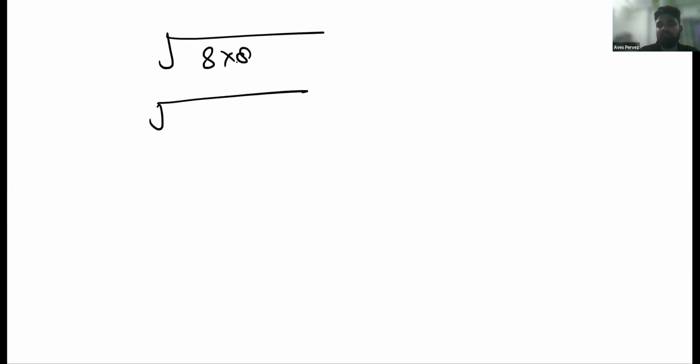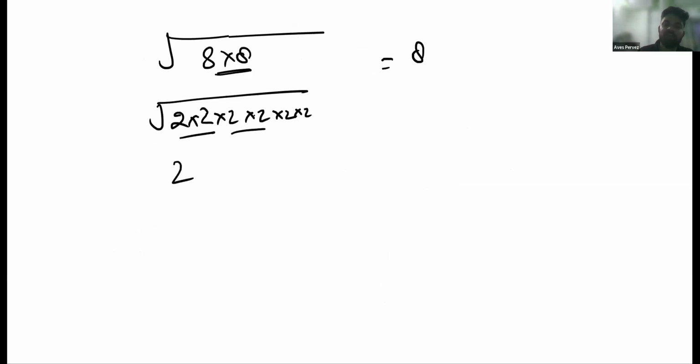Since 8 is in pair, it can come out, so it can be written as 8. There are six 2s and no number remaining, so the pair of 8 comes out. Otherwise, you can write it as 2 into 2 into 2 into 2 into 2 into 2. Six times 2. Then one pair of 2 comes out, then another pair of 2 comes out, then another pair of 2 comes out. Then 2 into 2 into 2 will give you 8.